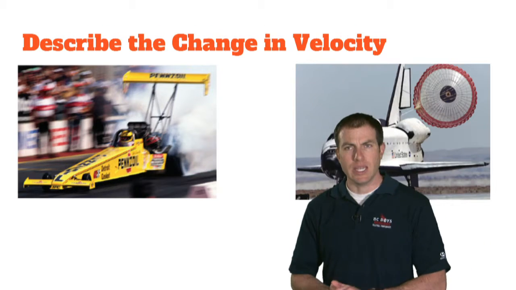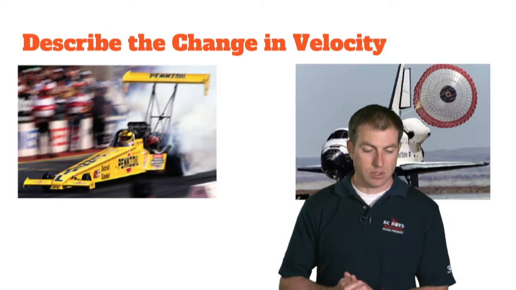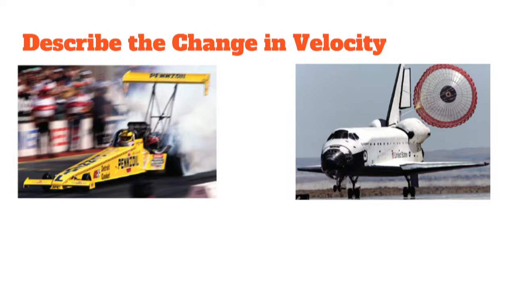We have two different images here where velocity is changing. How would we describe them? So like a car speeding up. Is its initial velocity bigger than its final? Is its final bigger than its initial? What about a space shuttle landing? Geez, this picture is going to be a thing of the past here soon. Nobody remembers what space shuttles are anymore. What's happening to the space shuttle?